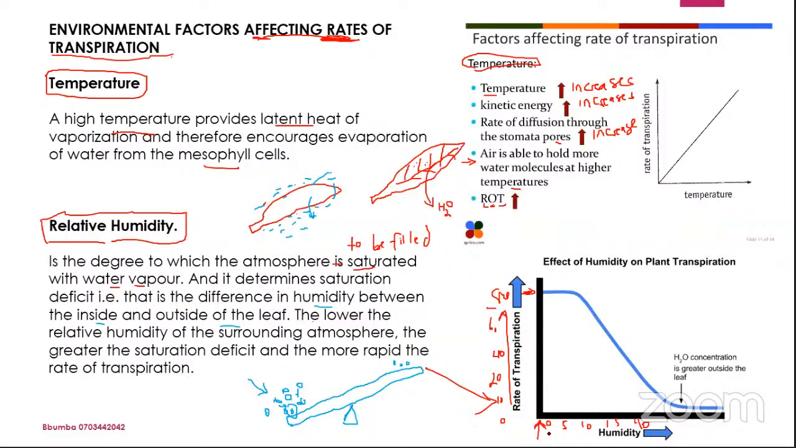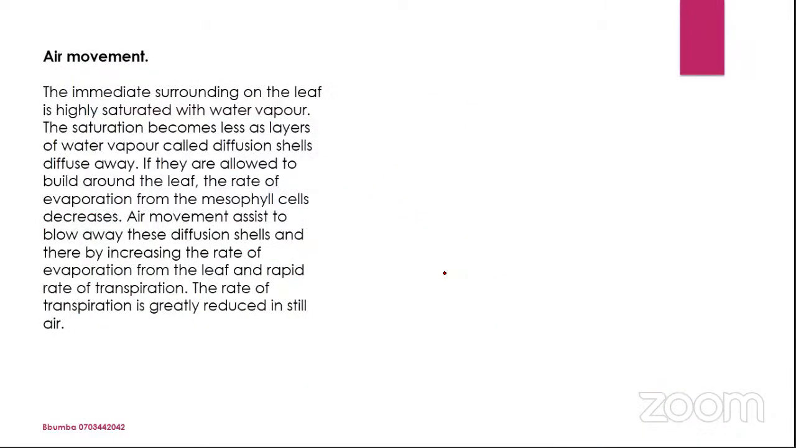But as humidity increases, let me begin from 10 to 40, check what is happening to the rate. The rate is actually decreasing rapidly because of the lowering of the concentration gradient, since there are more water molecules surrounding the leaf surface. So less water is going to be lost from the leaf surface to the atmosphere. And I hope that is very clear. Then another one is air movement.